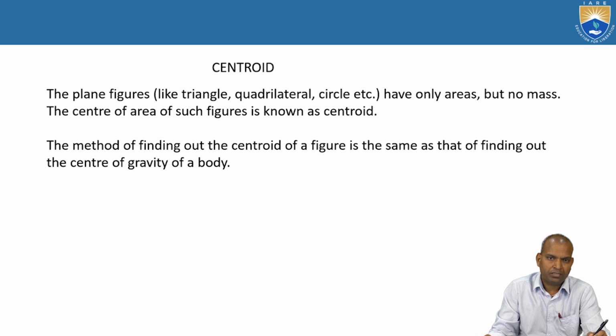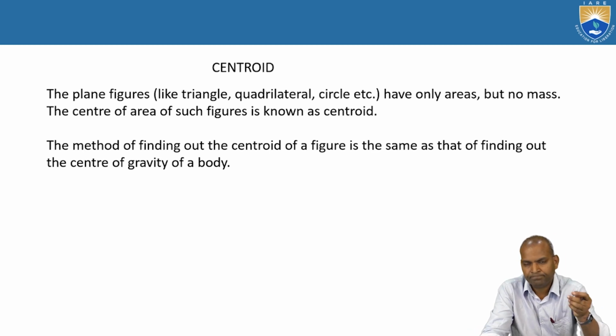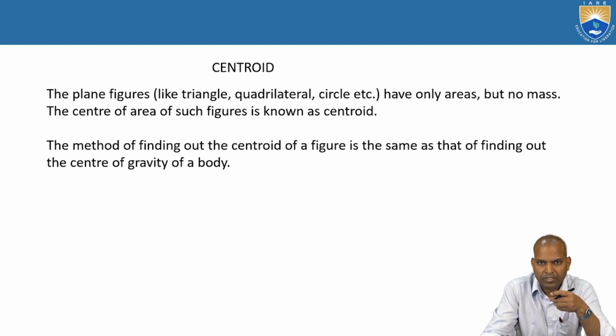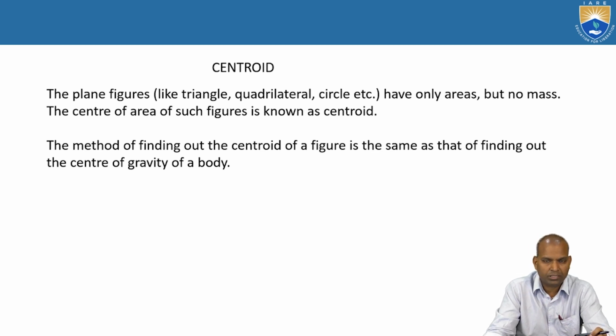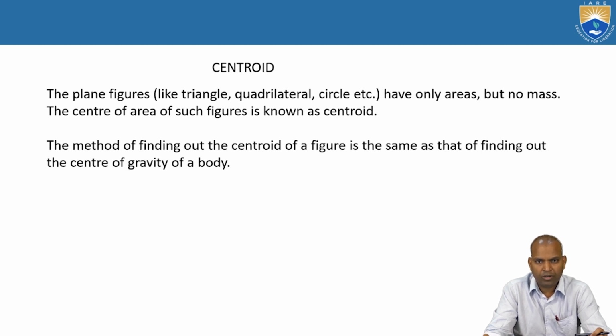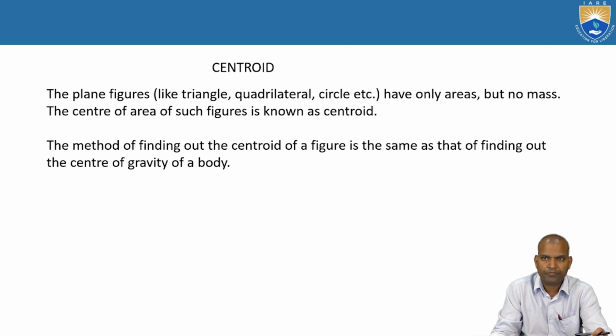What is the meaning here? The center of gravity is the point through which the whole weight of the body passes. What is the centroid? The point through which the total area of the plane is concentrated. What is center of mass? The point at which the total mass of the body is concentrated is known as the center of mass.